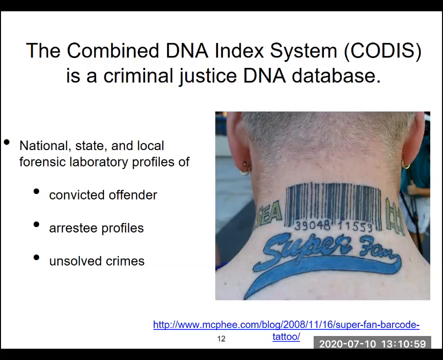And so CODIS is this national database that is used with convicted offenders. It's used in arrestee profiles. So if you're arrested and they take your DNA, they're going to put you into this database. And then they can compare DNA from unsolved crimes against that database and potentially identify individuals that may have committed that crime.